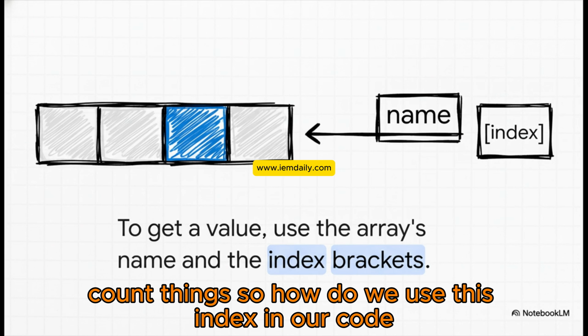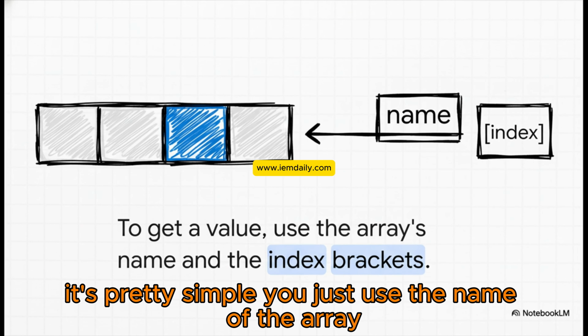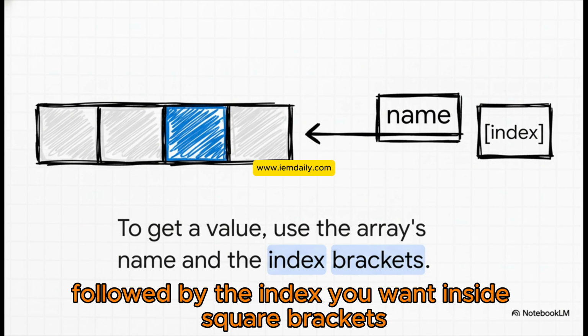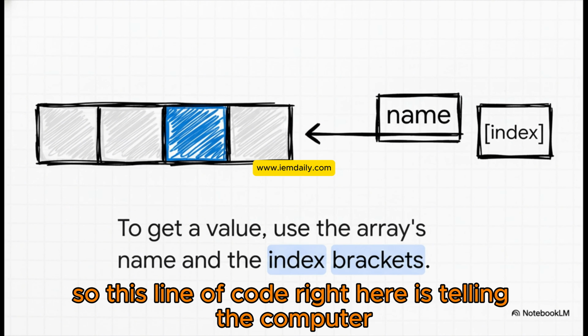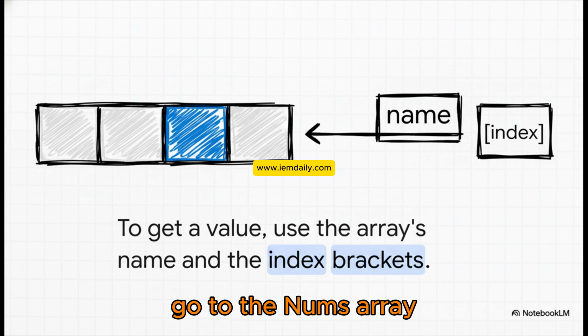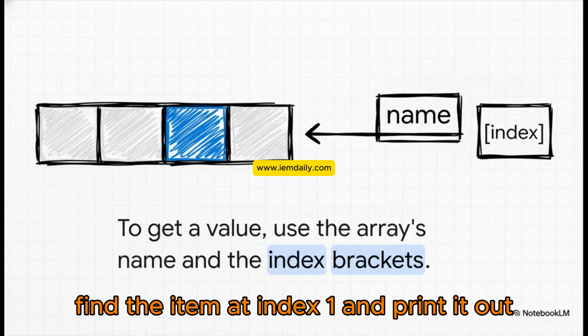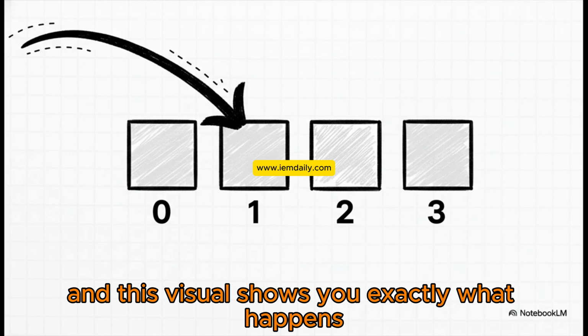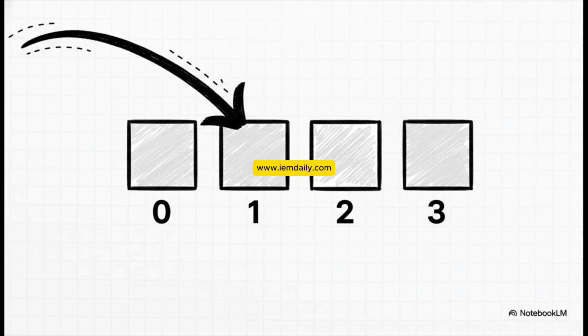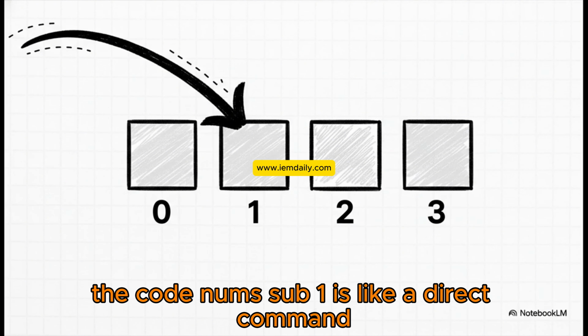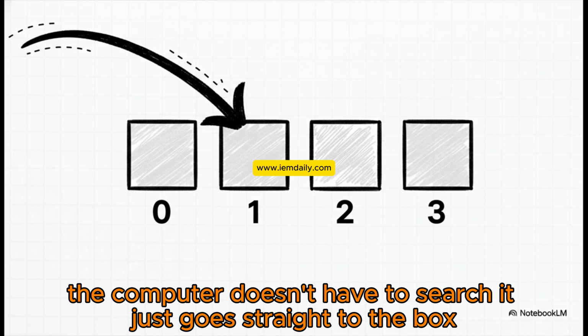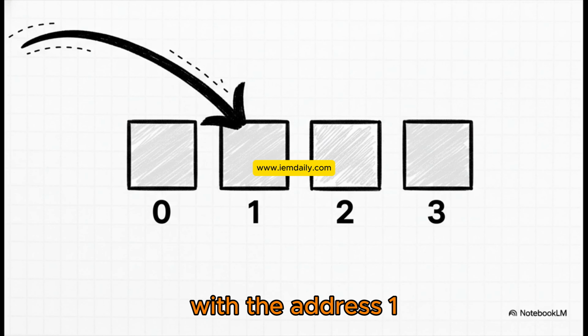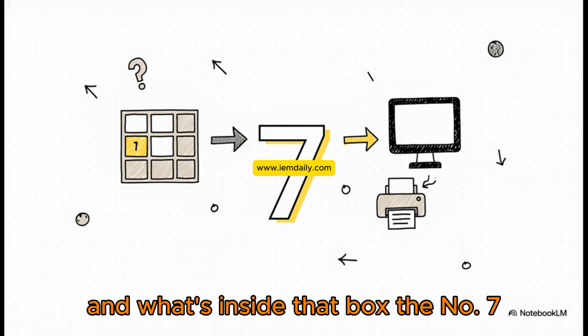So how do we use this index in our code? It's pretty simple. You just use the name of the array followed by the index you want inside square brackets. So this line of code right here is telling the computer, go to the nums array, find the item at index 1, and print it out. And this visual shows you exactly what happens. The code nums[1] is like a direct command. The computer doesn't have to search. It just goes straight to the box with the address 1. And what's inside that box?